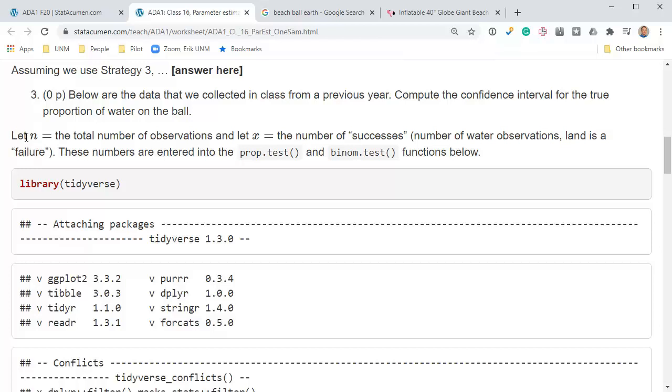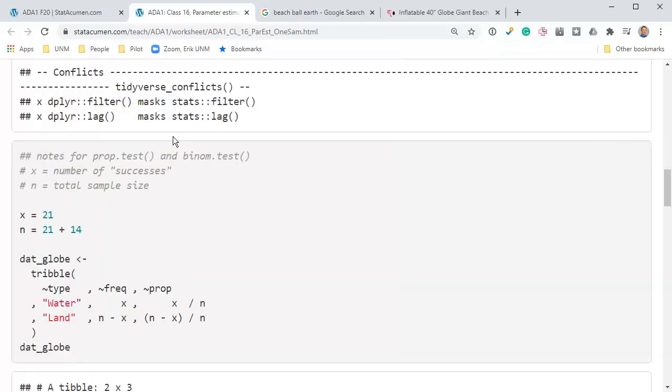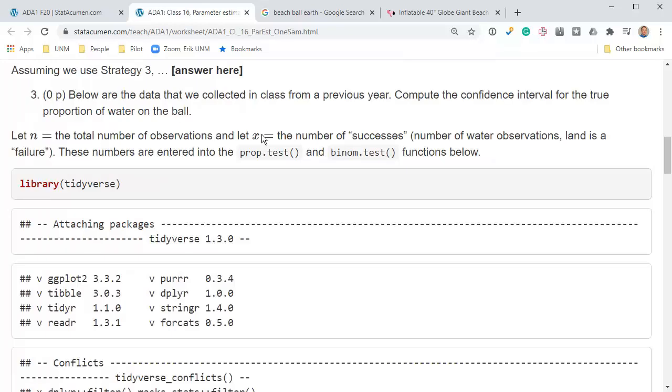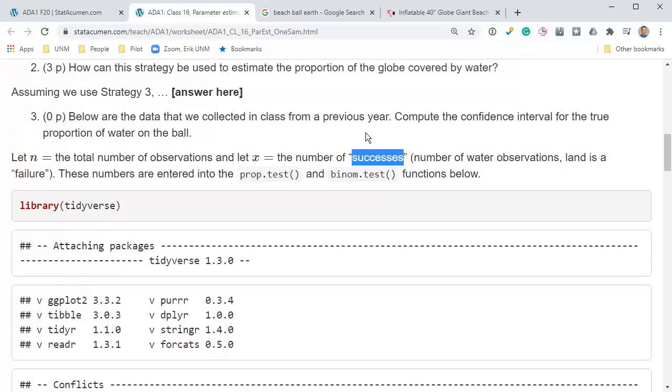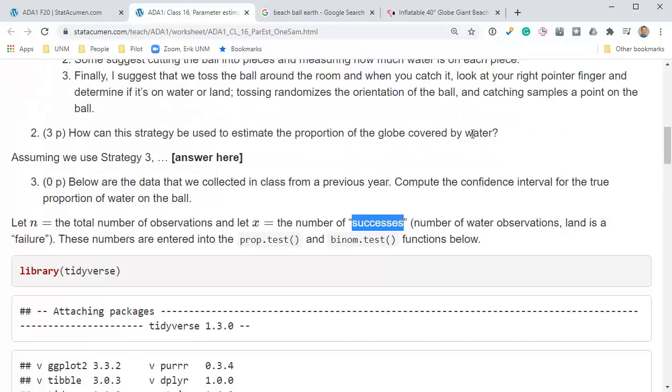So we're going to let n be the total number of observations. Okay, so we toss the ball. I forget how many times we did it. It looks like 35 times. And x is going to be the number of successes. And here we're estimating the proportion of water. So success here is defined as water.